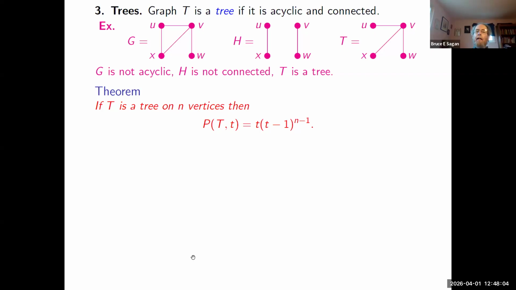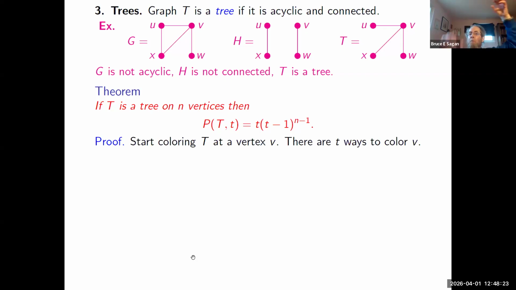Easy to see that if I take any tree on n vertices and compute its chromatic polynomial, you will always get the same polynomial, namely t times (t minus 1) to the n minus 1. And that's straightforward: just start coloring the tree at some vertex v, that can be done in t ways, and then work out from that vertex, right?